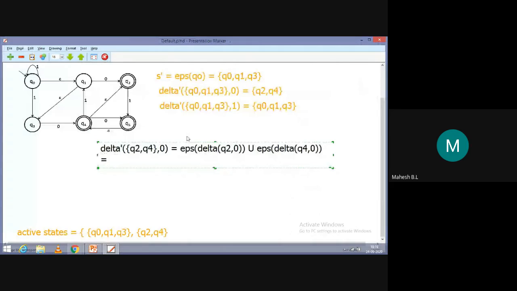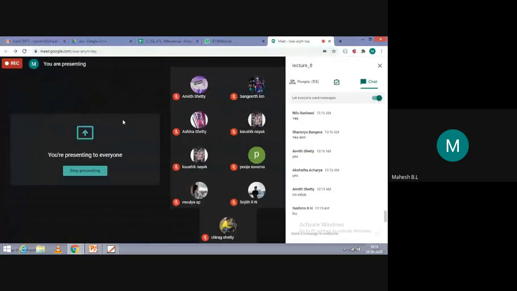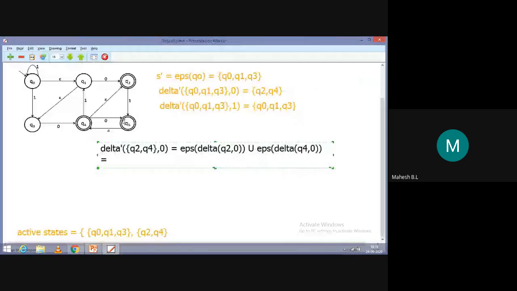What is delta of q4 comma 0? Delta of q4 comma 0 is q5. As you can see, q4 on 0 has a transition to q5. Okay, what is epsilon of q5? Tell me.